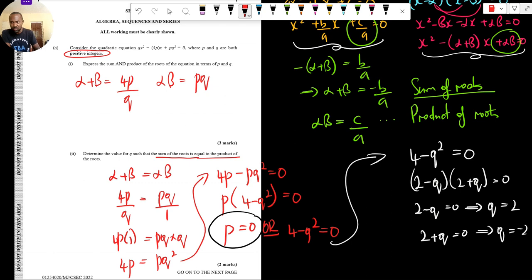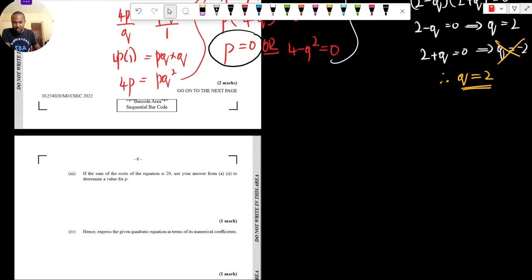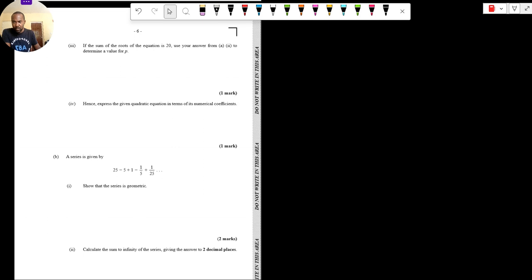But once again, we're specifically told that p and q are positive integers. So in this particular case, we discard the solution q equals minus 2 and therefore say that q is equal to 2, right? So given the restrictions on q, q is equal to 2, and that's part 2 of the question worth 2 marks, right? Now let's move on to the next part of the question.